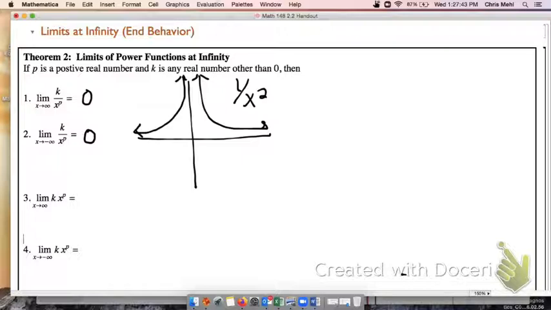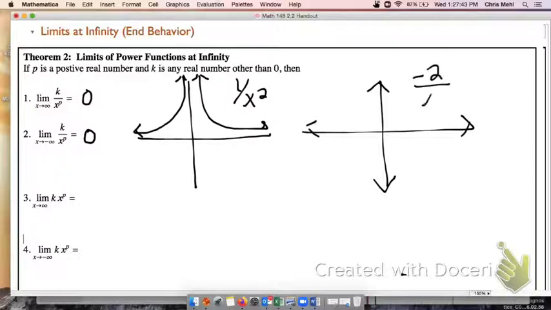You would notice, for instance, here's the graph of something like negative 2 over x cubed, and what that's going to look like is something like this.